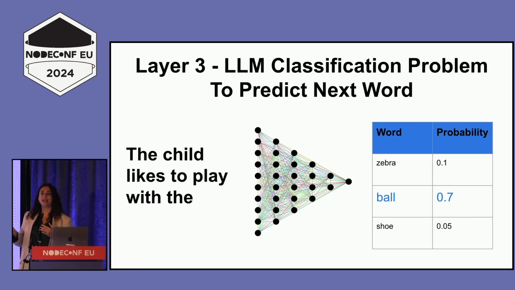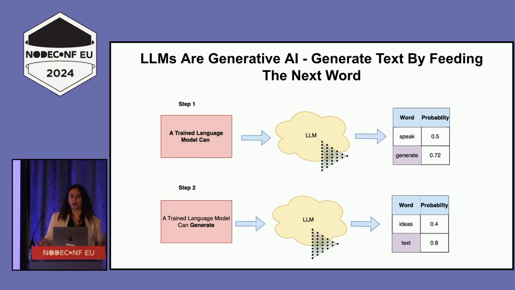So actually, the classification problem of an LLM is to predict the next word. They're trained on a massive set of data and on different contexts, so they're able to generate a table at each point of the most predictable word by probability. All right, so when we have this ability, we're also able to generate text.